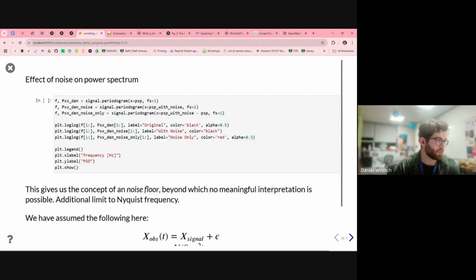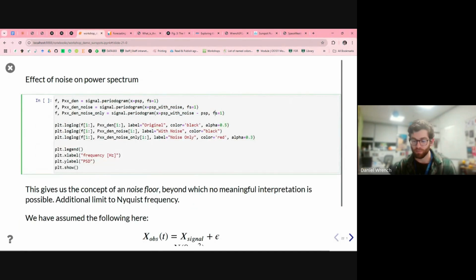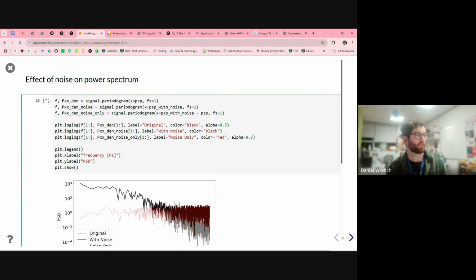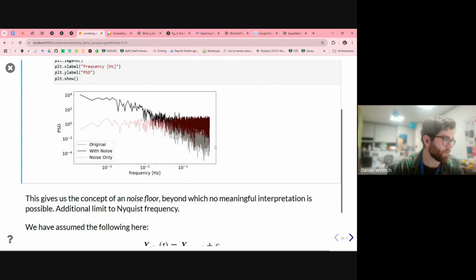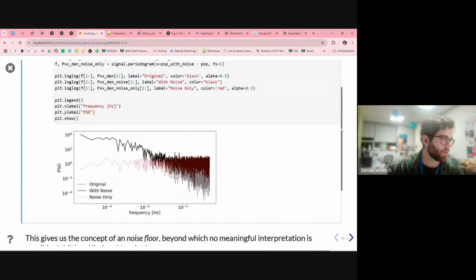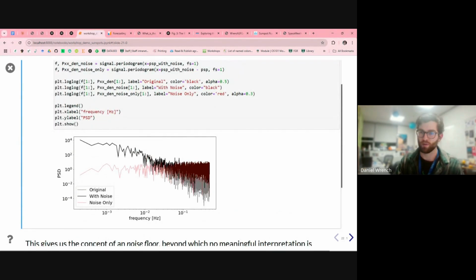Now the question is, what does that do to the power spectrum? Okay, so in grey is the original spectrum.